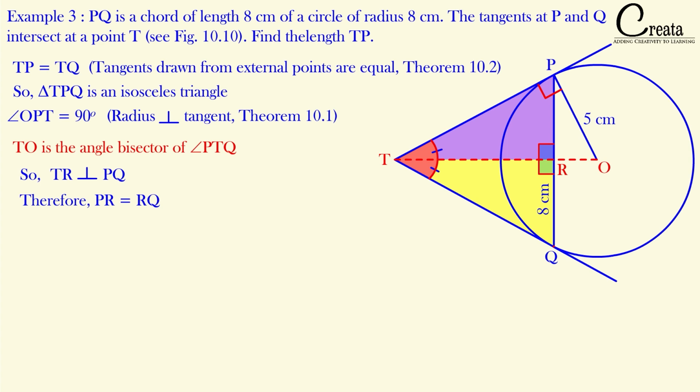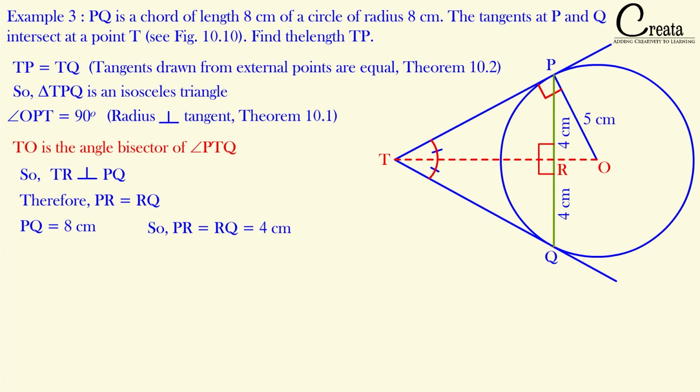I am not going into the detail of the same. Just note that TR or TO will be perpendicular to PQ. These angles will be 90 degrees and these two line segments will be equal to each other. Got it? So we got PR is equal to RQ. PQ is given as 8 cm. So PR will be 4 cm and RQ will also be equal to 4 cm.